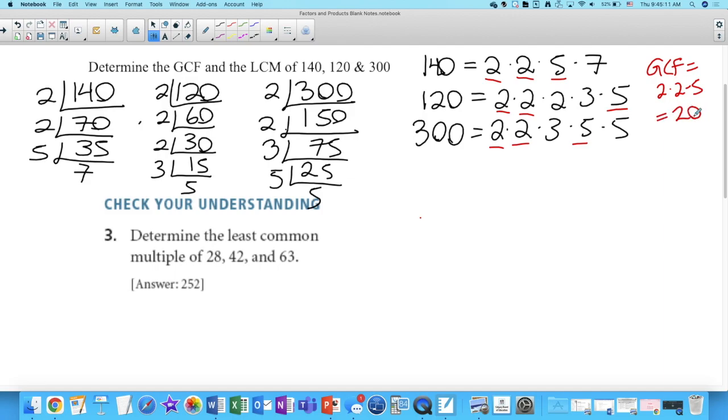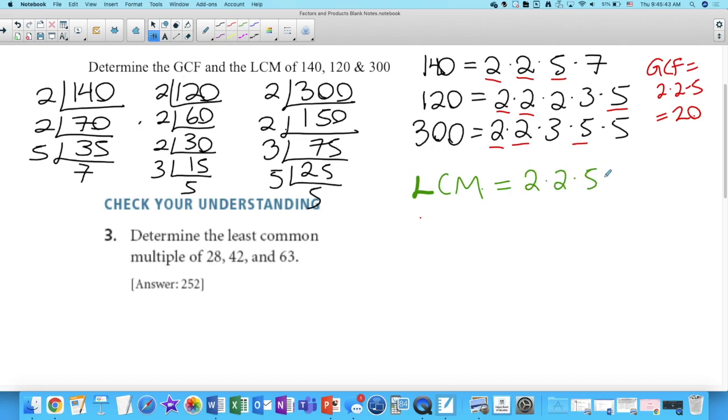For my least common multiple, let's change that. LCM. To look at my settings so I can make the standard thickness the thinnest one. Okay, so for my LCM, I'm going to start by writing out the prime factorization of one of them, because I have to have that in there. So I'm just going to start with 140. So it's 2 times 2 times 5 times 7.